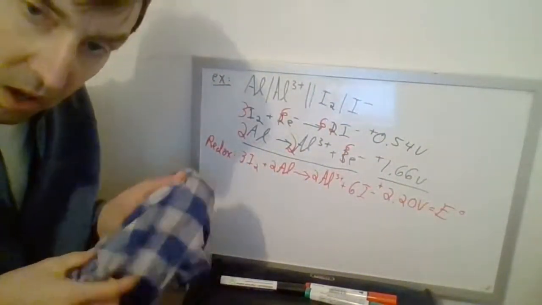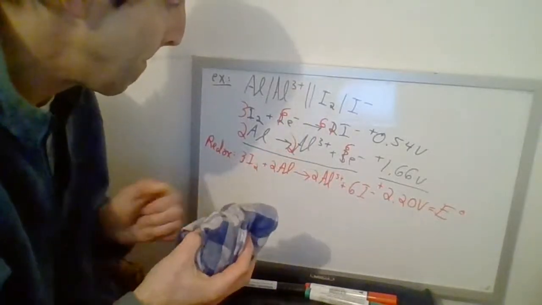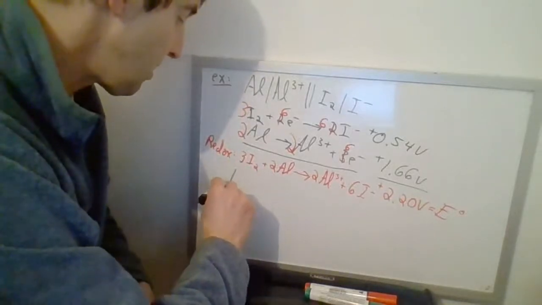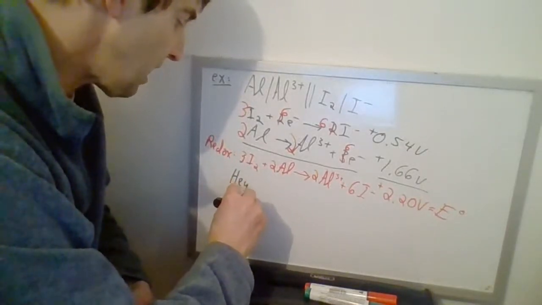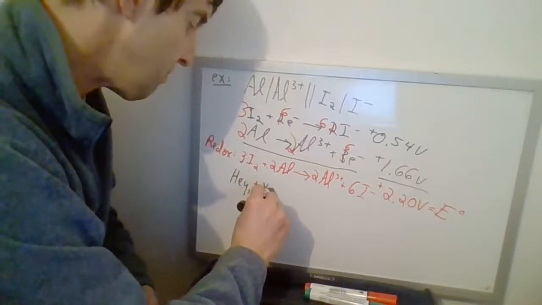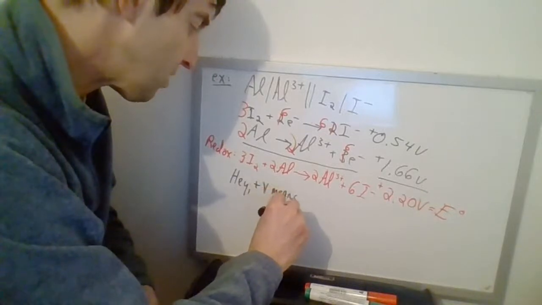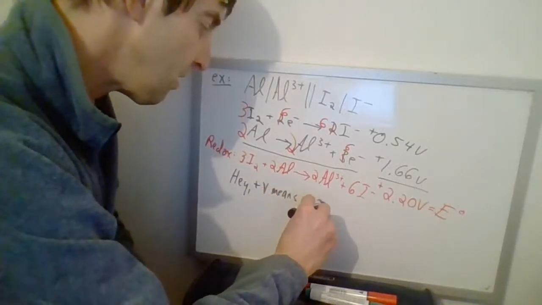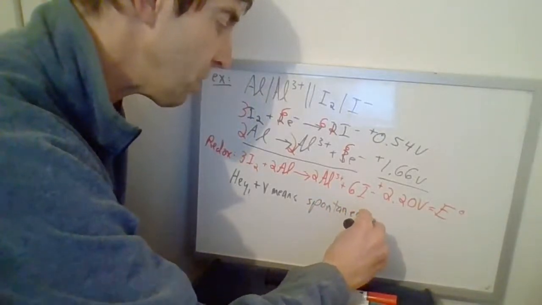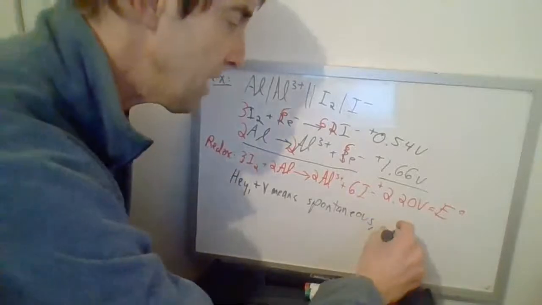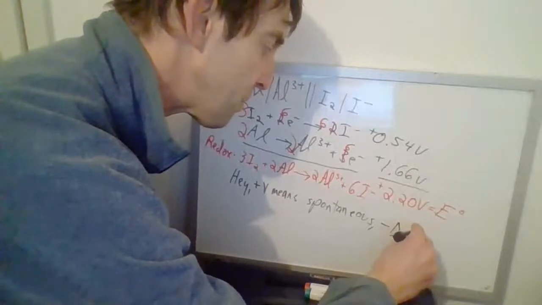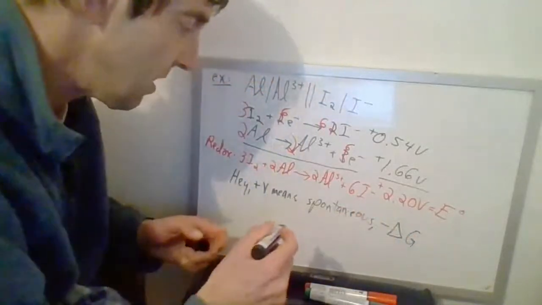Questions from you? I want you to notice something here. A positive voltage means it's going to be spontaneous. I know we said that earlier, but what does that mean? It means I'm going to have what? A negative delta G. Remember, it gives free energy. If it's negative, it's spontaneous.